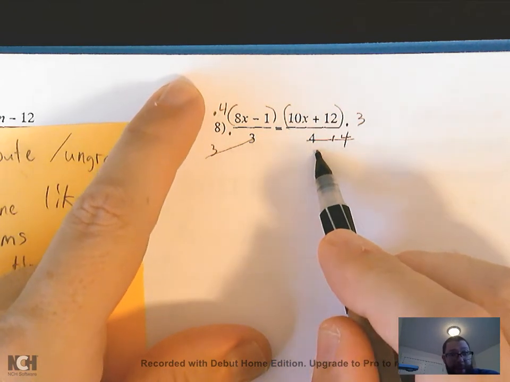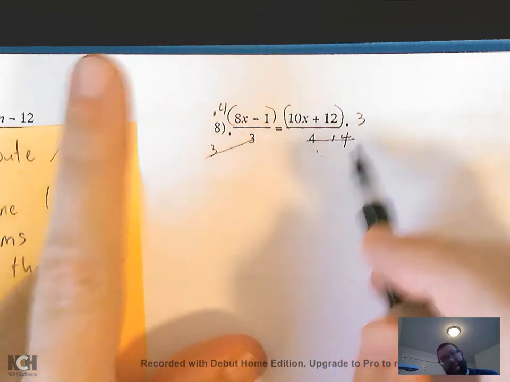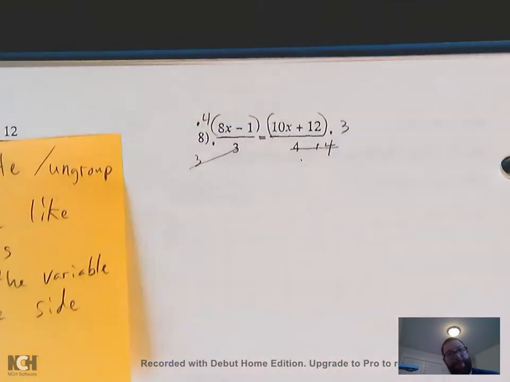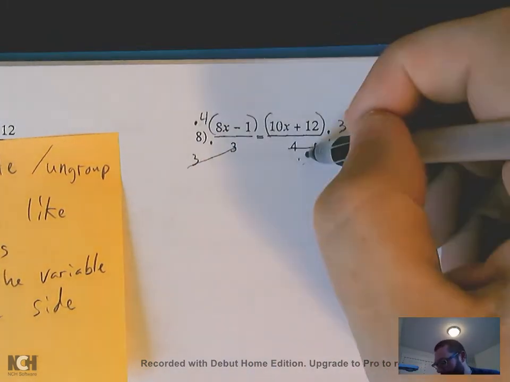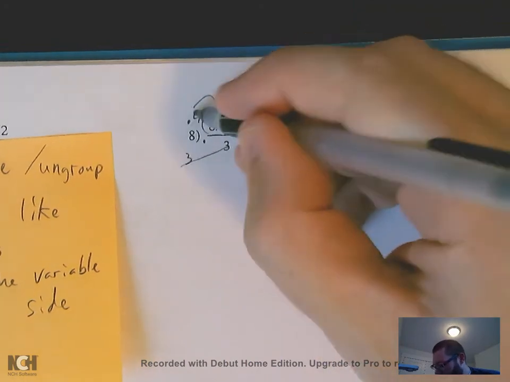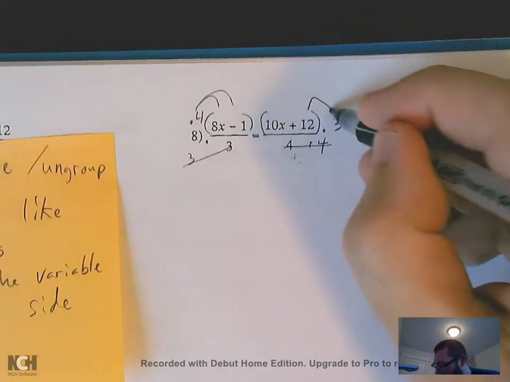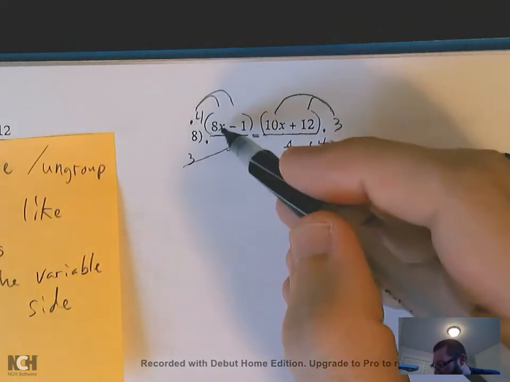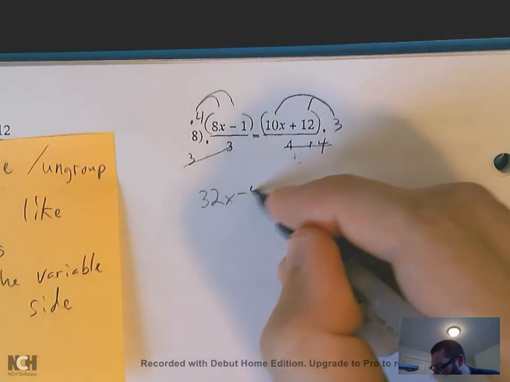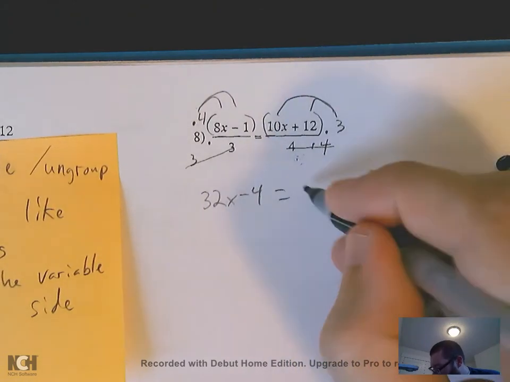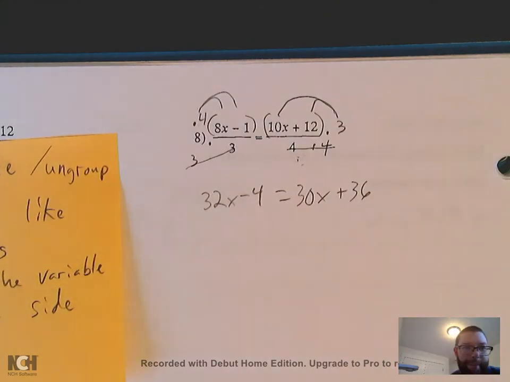This is a type of equation you will see on your end of year tests. I've seen this a few times on the end of year tests. So this is what you need to know. What we're going to do is just distribute the opposite denominator to the top of the other side. So 4 would multiply to the top on the left, and 3 would multiply to the top on the right. And what you end up getting is 4 times 8 is 32x minus 4 is equal to 30x plus 36. Now that looks a lot better, right?